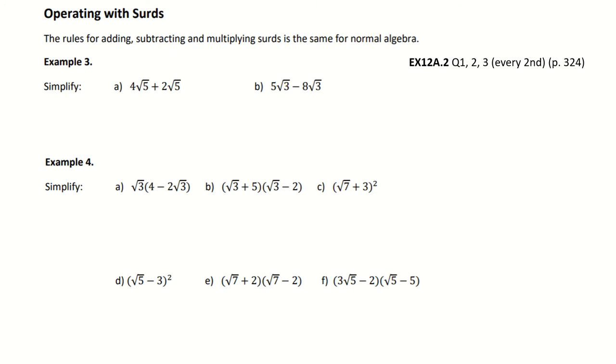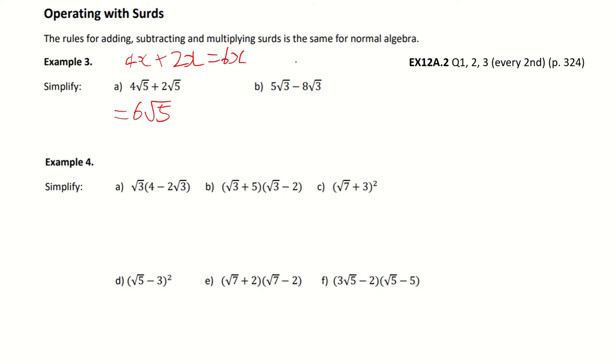So in this video, we're going to be looking at adding, subtracting, and multiplying surds. And the rules are exactly the same as you use in normal algebra. So you can think of a surd as x. If you had 4x plus 2x, you have 6 lots of x. Just like with surds, if you have 4 lots of square root 5 plus 2 lots of square root 5, you're going to have 6 lots of square root 5.